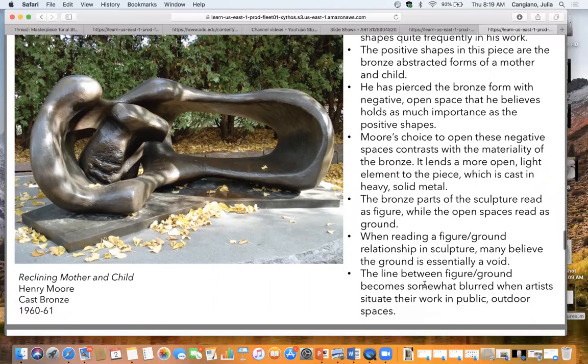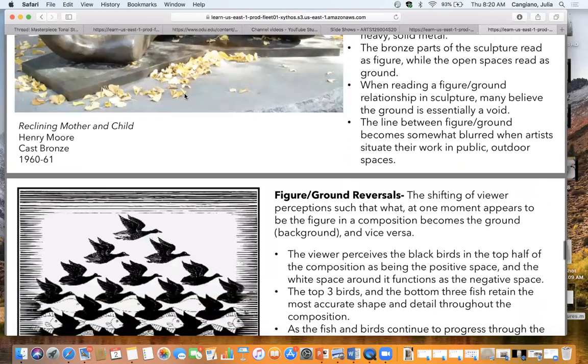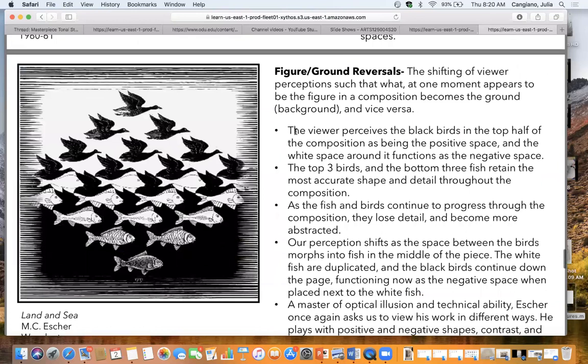And I said the line between figure and ground becomes somewhat blurred when artists situate their work in public or outdoor spaces, which is definitely true. That lends a certain infiniteness to the possibilities of the figure ground relationship. So that's mother and child again. So this is a really good example of figure ground reversals.